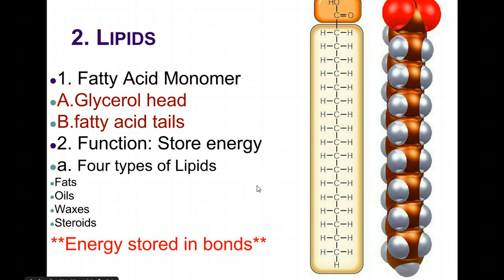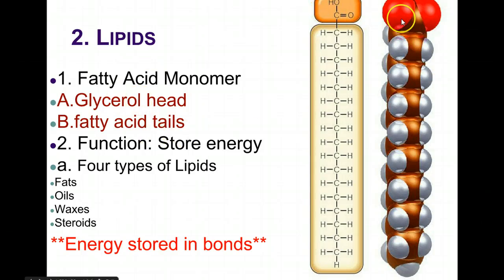All right, this is your second macromolecule. They're called lipids. Now, lipids are made of 2 monomers. They're called a glycerol head and a fatty acid tail. For this class, I need you to know that the 2 monomers for it are a glycerol head and a fatty acid tail. When you go on to maybe a microbiology class in college, you'll learn a little bit more about the different parts of a lipid. But for our sake right now, I need you to know these are the 2 parts.